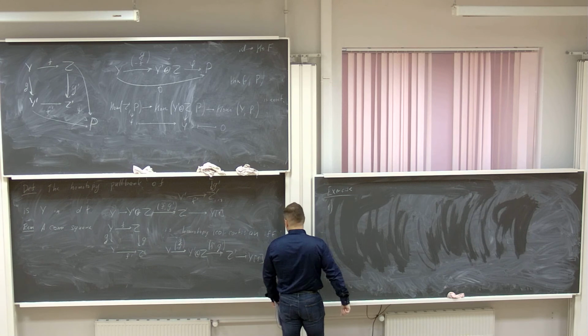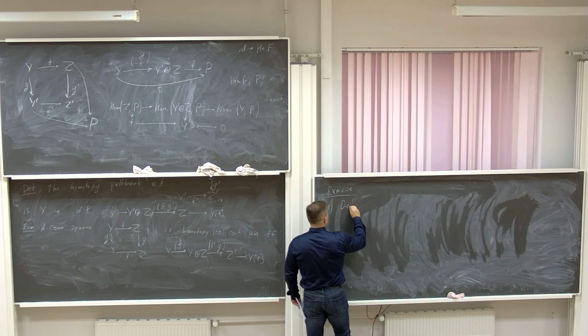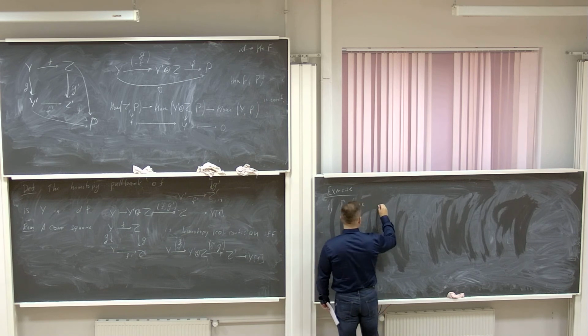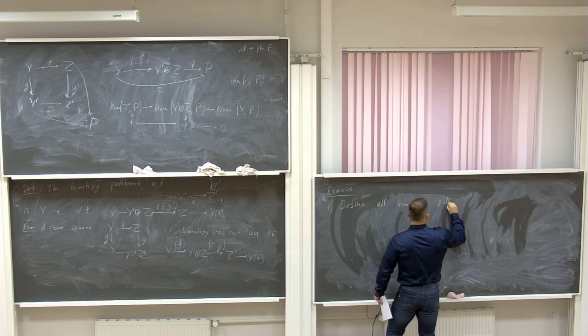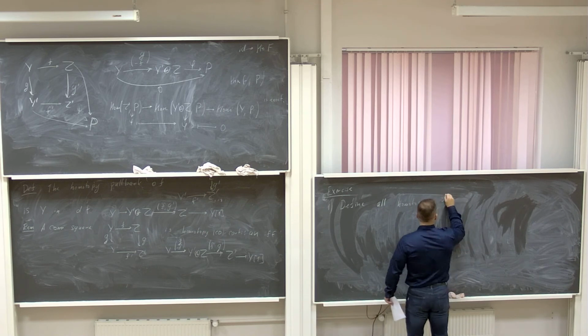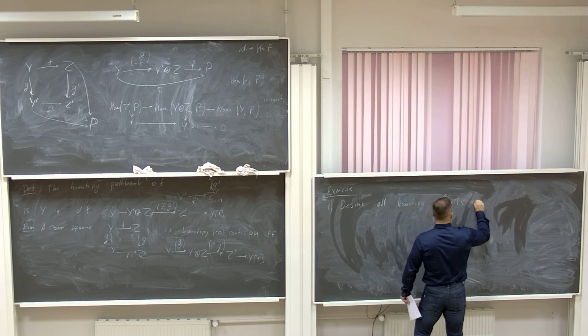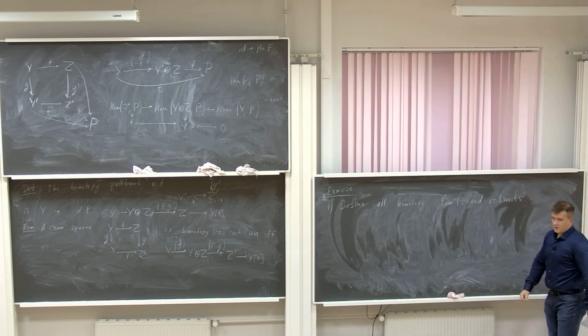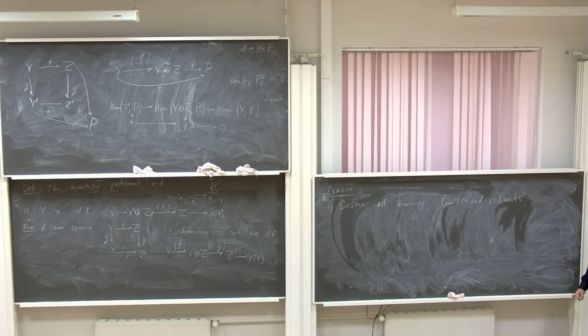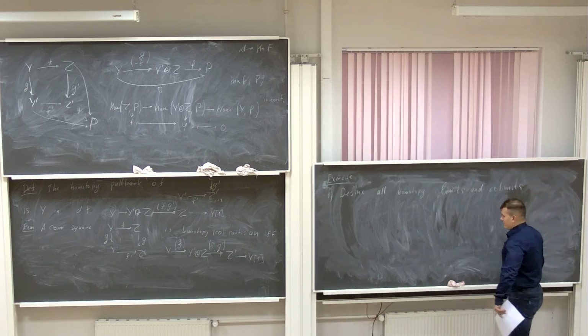Our first exercise is to define all homotopy limits and colimits. You know that you can present any limit and colimit using products and coproducts, kernels and cokernels. Clearly, you can generalize this to triangulated categories, but instead of limits and colimits, you get homotopy limits and colimits. Just a little exercise to think about.